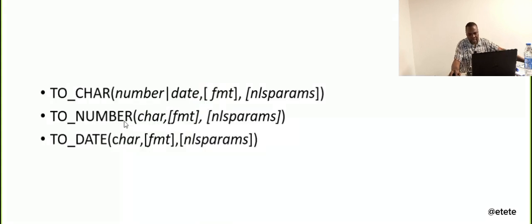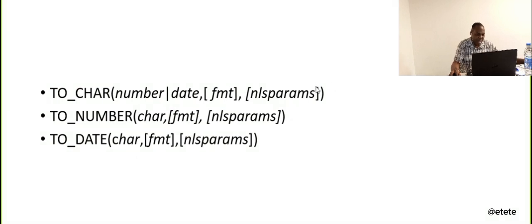Now these are their syntax. TO_CHAR is expecting this number of arguments, number or date, meaning it's going to convert number or date to character. Then you have the format modifier. You can see that it is in a square bracket. And I told you anything you see in this type of bracket means it is optional. That's what it means, optional.